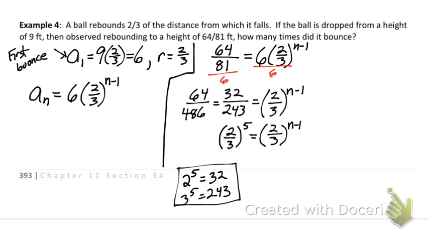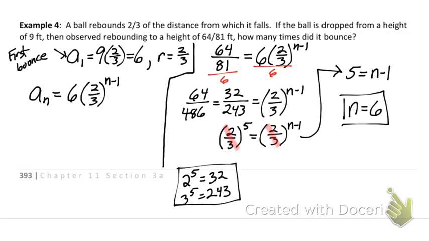Now there's an exponential property that says if you have the same base, 2/3 to the 5th and 2/3 to the n minus 1, same exact base, then I can just say that 5 must equal n minus 1. So that means my n equals 6, and so it took 6 bounces.